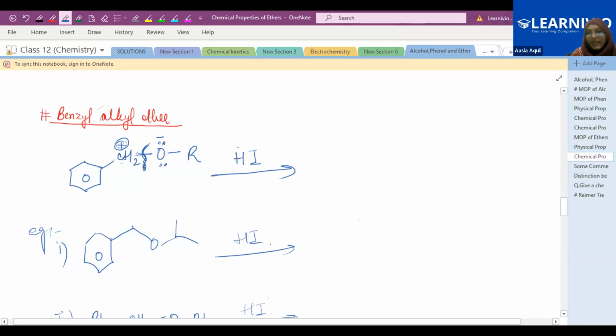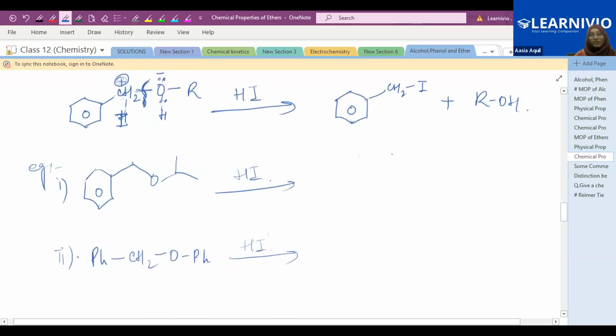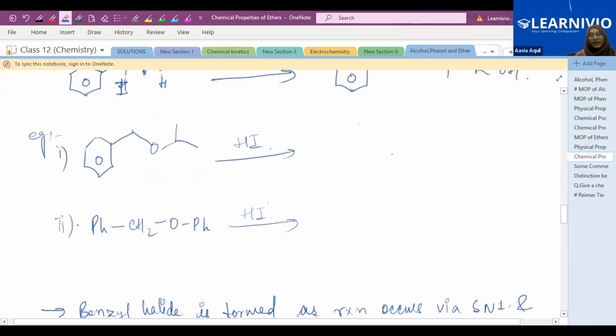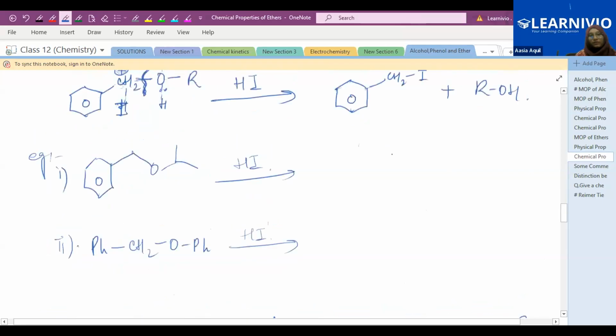So this H plus, the hydrogen, will go to this oxygen and the iodine will go to this carbon, and it will form CH2 and iodine, plus the alcohol ROH. Clear? Okay, do this question. Write down in your notebook example number first and second.